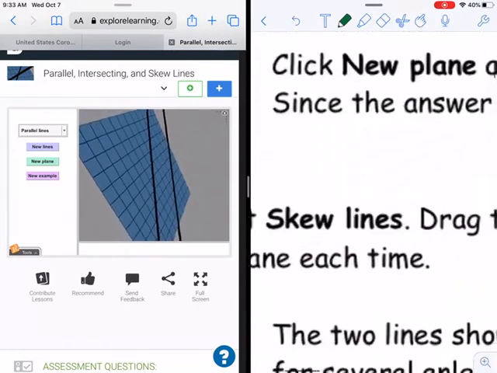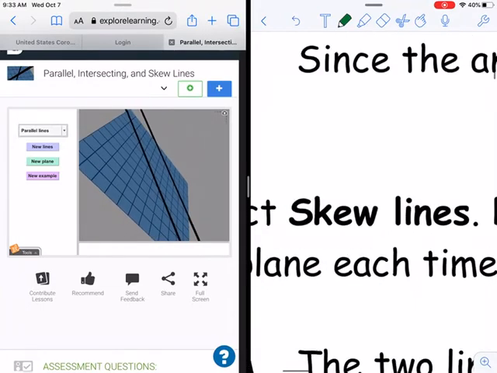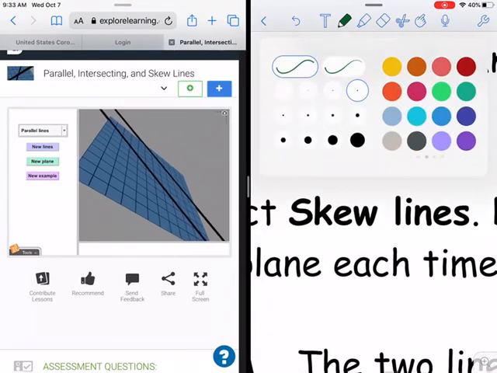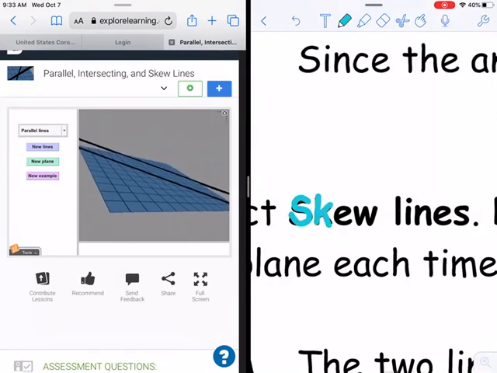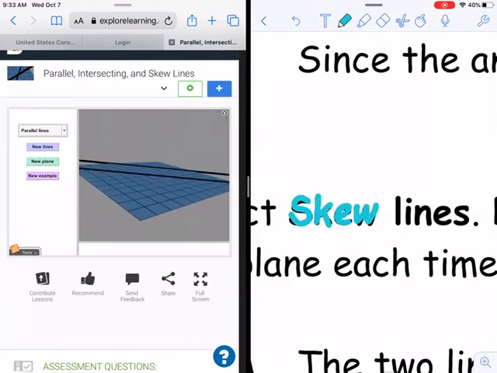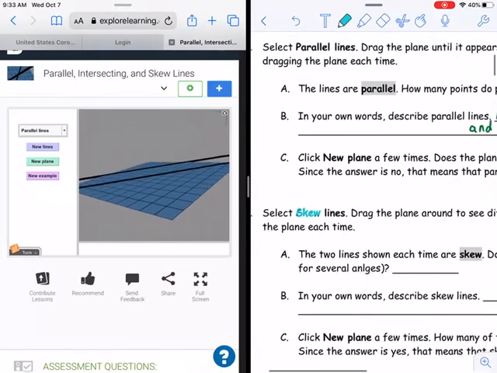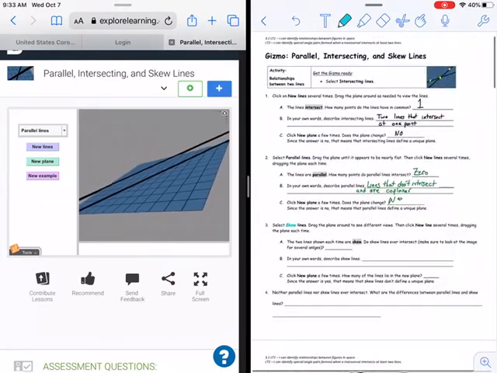Now, skew lines. I really like this word, skew. Say it with me. I hope you have your headphones on. Say skew right now. Skew. Just fun to say. I don't know why I like that word. Maybe because it's only 4 letters long and I can spell it right most of the time.